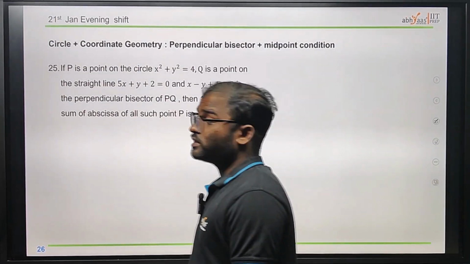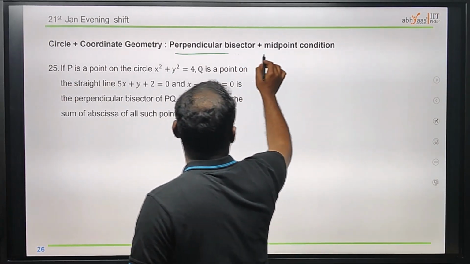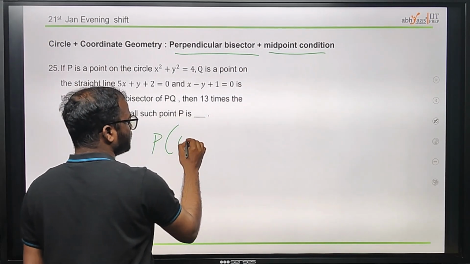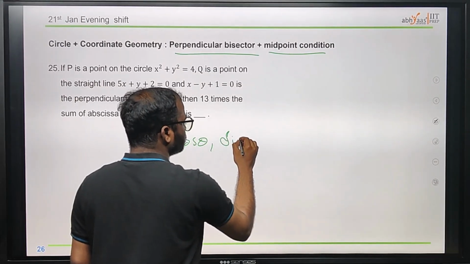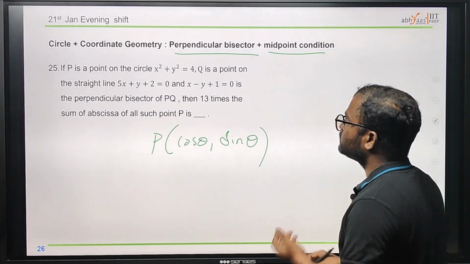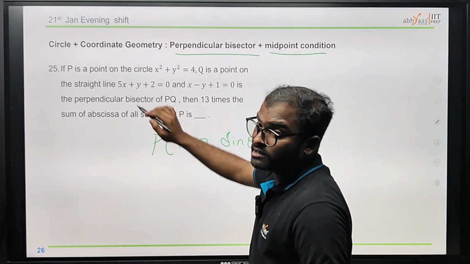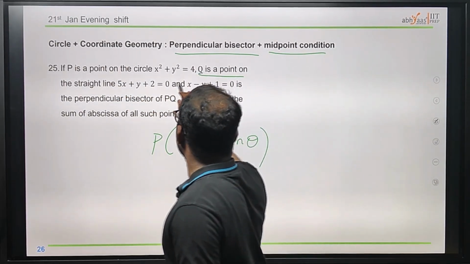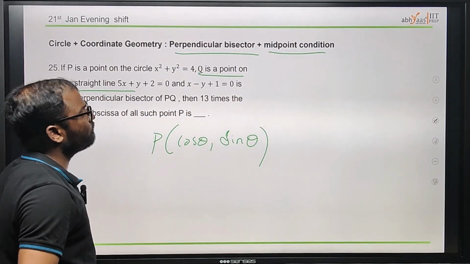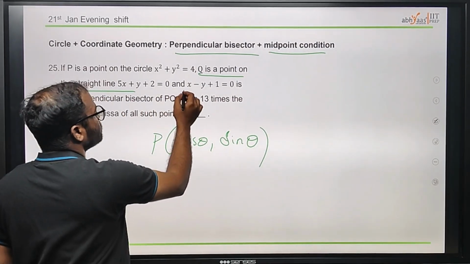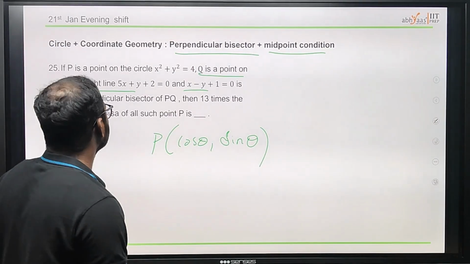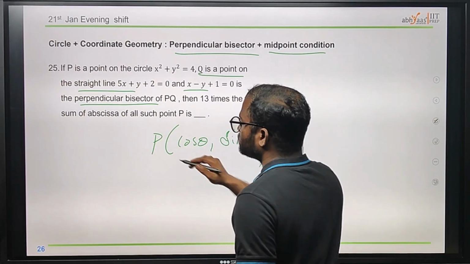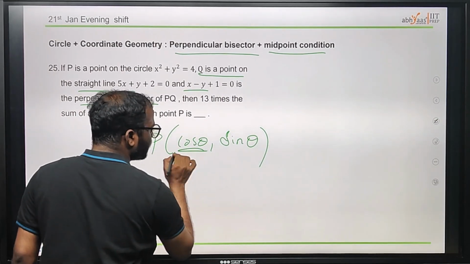Now on to the circle, which is a perpendicular bisector midpoint condition. If we use P as cos theta comma sin theta, in order to find this, we need to substitute those values. They gave the P point but not the Q point. They said the straight lines 5x plus y plus 2 equal to 0 and x minus y plus 1 equal to 0. Then the perpendicular bisector of PQ, and then 13 times the sum of abscissas. That means we need to find this.